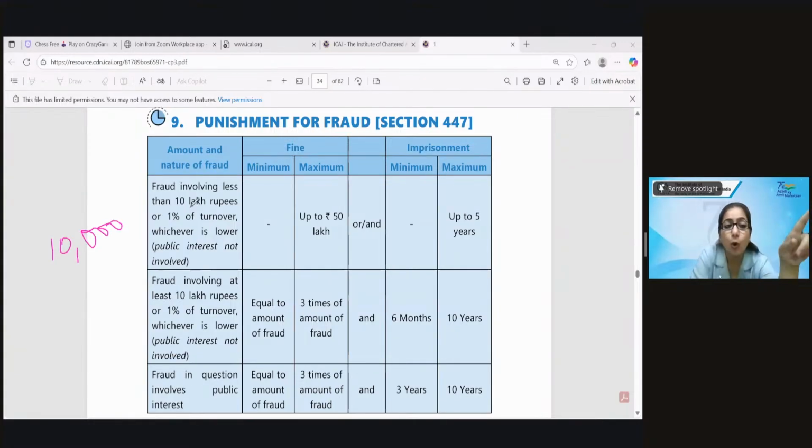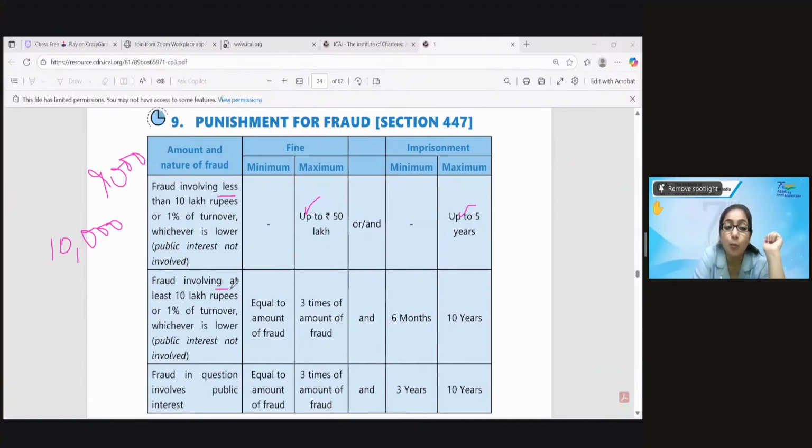So if my fraud is less than 10,000, suppose my fraud is 9,000, then maximum penalty 50 lakh rupees and jail up to 5 years. 50 lakhs, 5 years.